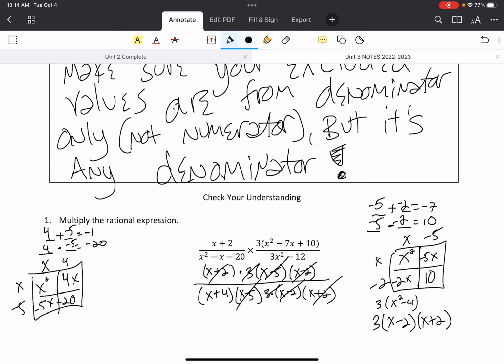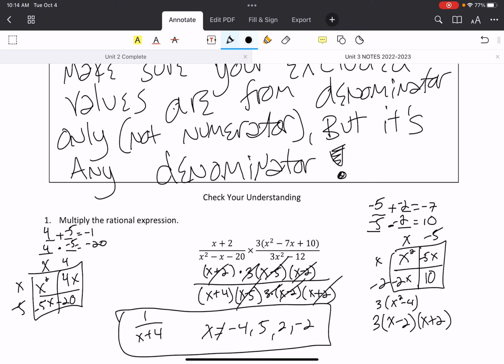Now, remember, we have to look at any denominator in the problem. So how many excluded values, so numbers connected to X from denominators, are there going to be? First, just tell me how many there are. 4. Very good. So X cannot be negative 4, 5, 2, and negative 2. And my final answer is 1 over x plus 4. That makes sense.